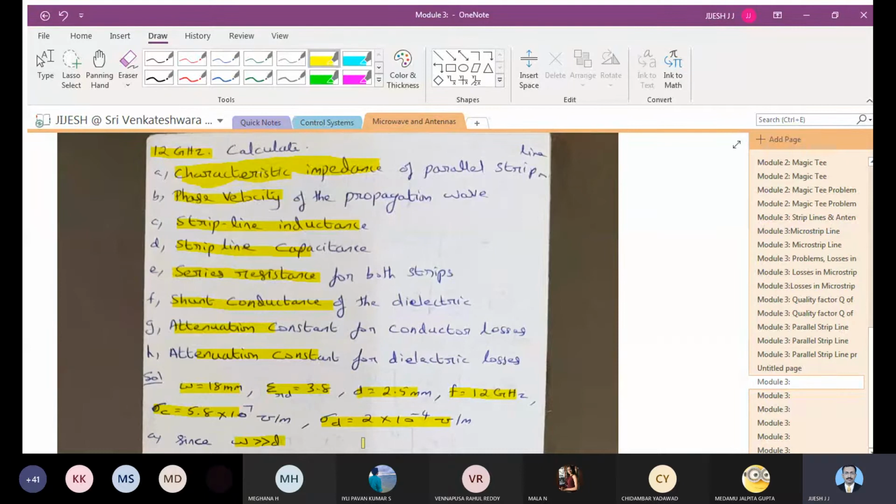Have you completed writing the question? Write down the question first and try to simplify each part separately, starting with the characteristic impedance.